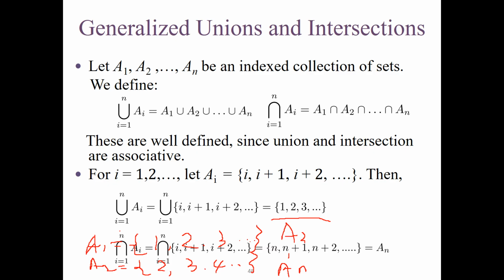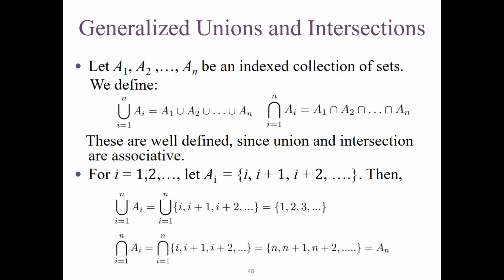Okay, so let's see the intersection of Ai from A1, A2 to AN. We already know that A1 is 1, 2, 3 to infinity, and A2 is 2, 3, 4 to infinity. So what is the intersection of the sets? You can see the intersection of these sets will be 2, 3, 4, 5, right?